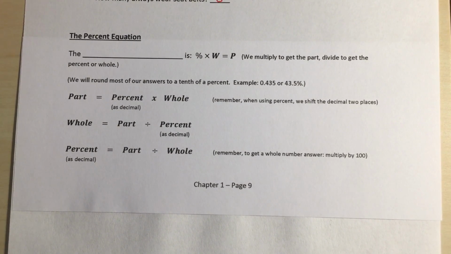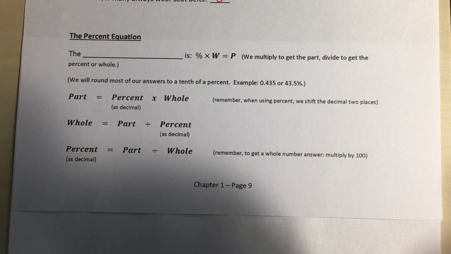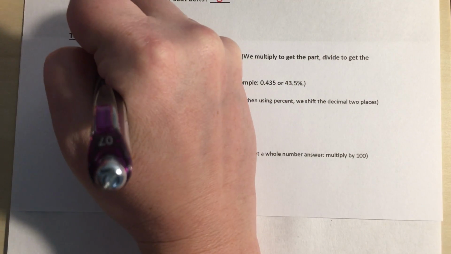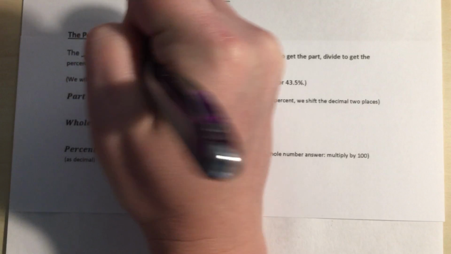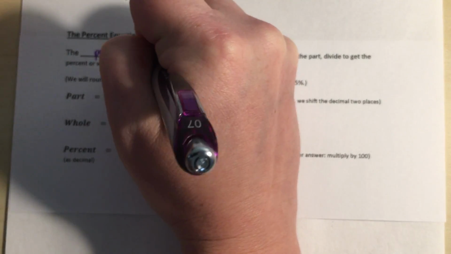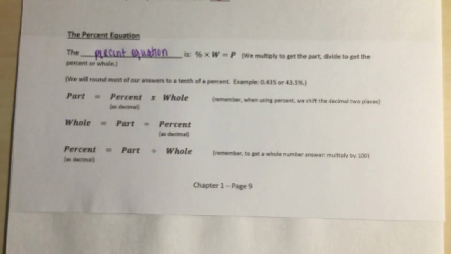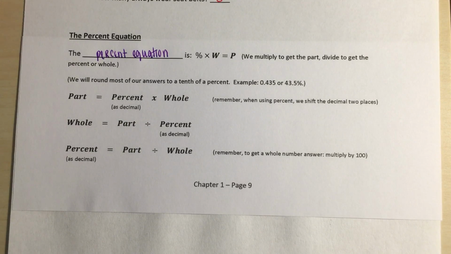The next example that we're going to work through in section 1.4, our next thing that we're going to talk about, I should say, is our percent equation. Our percent equation is going to be kind of the key equation that we're going to use for the rest of the examples in this section. Right, so the percent equation is given by the formula percent times whole equals part.